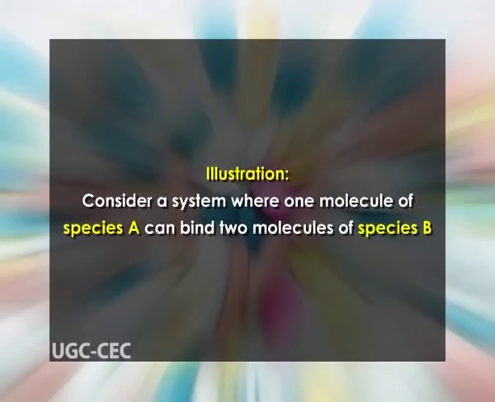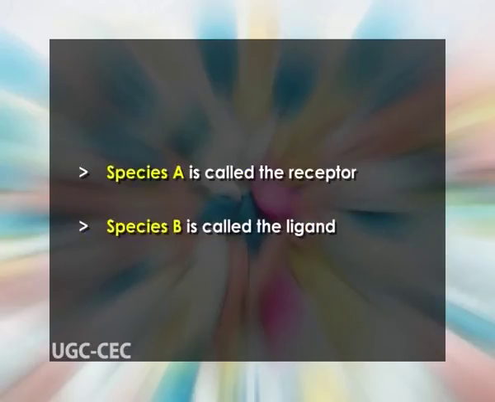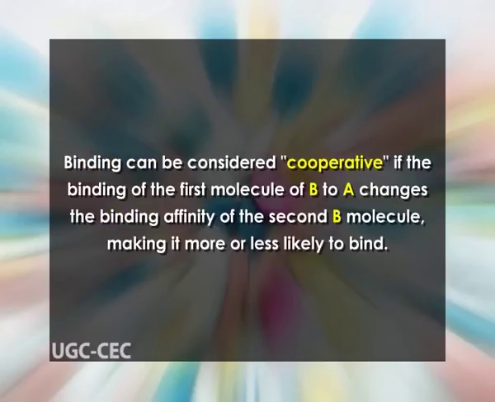For example, consider a system where one molecule of species A can bind two molecules of species B. Species A is called the receptor and species B is called the ligand. Binding can be considered cooperative if the binding of the first molecule of B to A changes the binding affinity of the second B molecule, making it more or less likely to bind. In other words, the binding of B molecules to the different sites on A do not constitute mutually independent events. Cooperativity can be positive or negative.